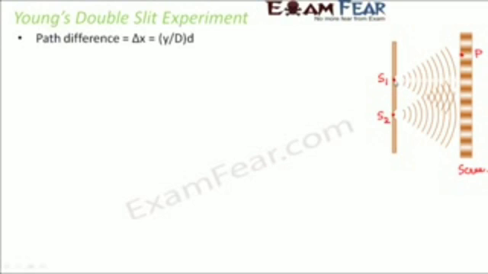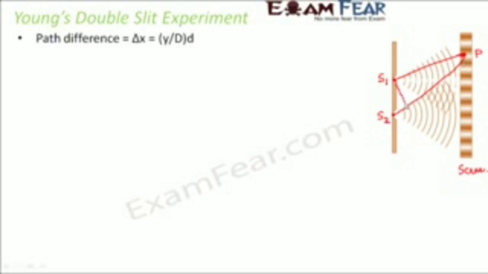Now, the light wave from S1 will go till P like this. Similarly, the light wave from S2 will reach till P like this. So basically, this is the path. S1P is the path traveled by wave 1, and S2P is the path traveled by wave 2. So if you want to calculate the path difference between these two waves, needless to say, S2P is greater than S1P. So this path is longer.